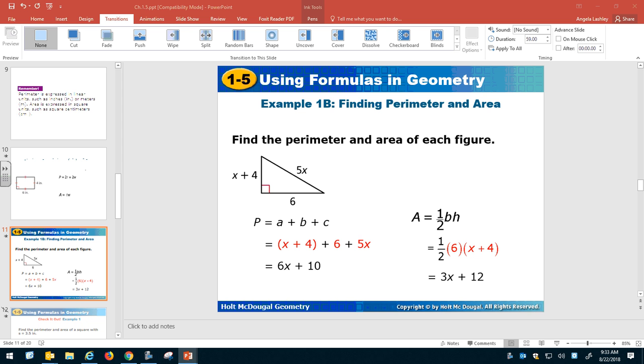So let's start adding our sides. What do we have here? X plus 4 plus 6 plus 5x. Combine like terms. What do we have when we combine like terms? 6x plus 10. Now, just a reminder, if you have expressions on your picture, more than likely you're going to end up with expressions in your answer. We're not solving for x here. It did not say find the value of x.